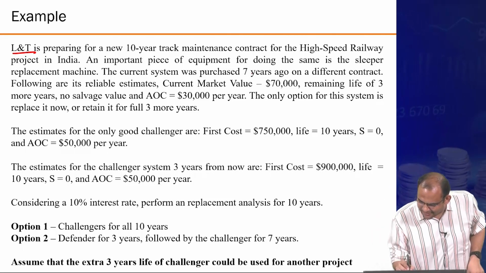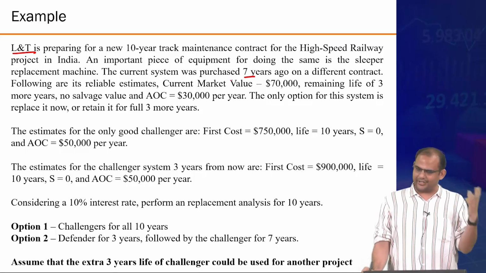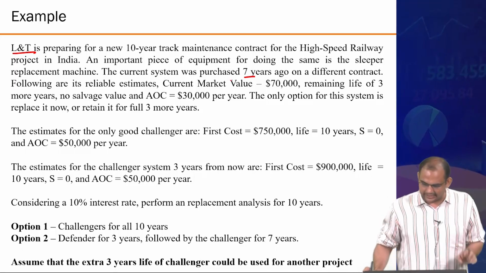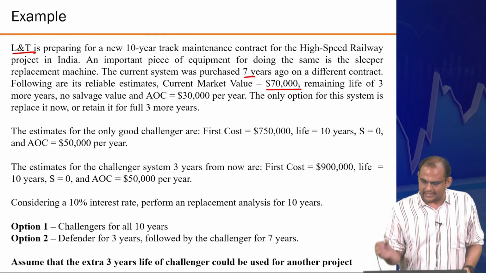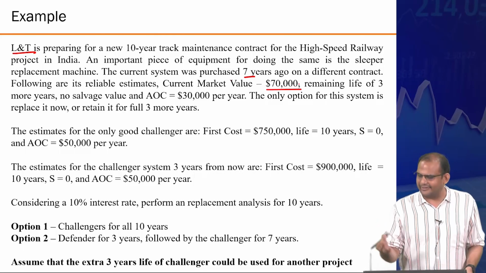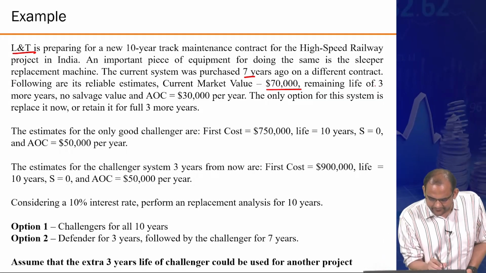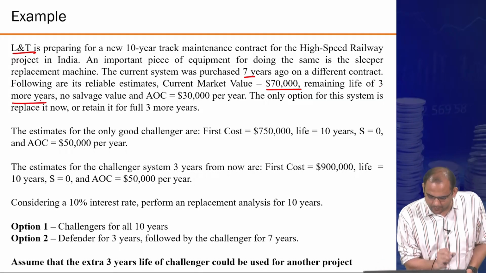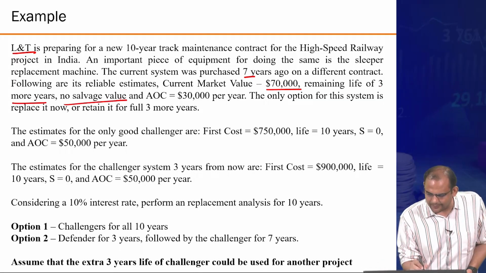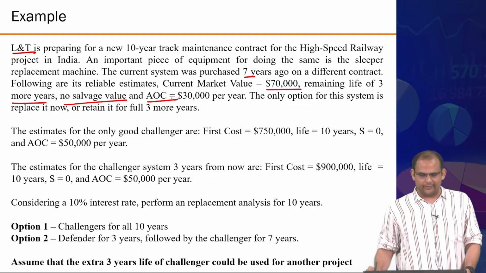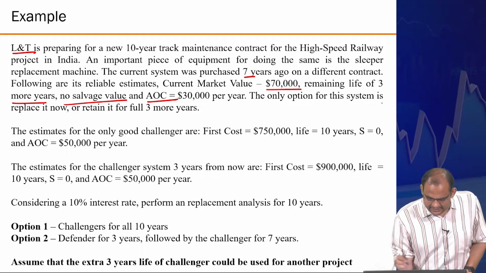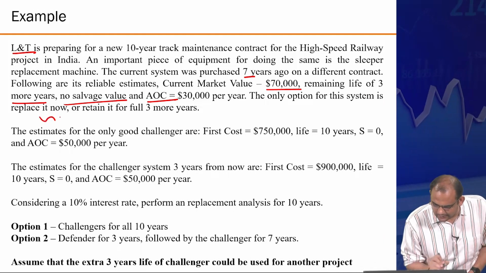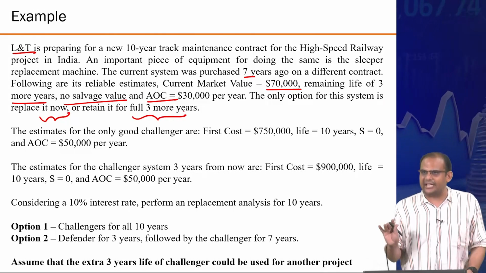The current system was purchased 7 years ago on a different contract. Following reliable estimates, the current market value of the current system, which is the defender, is $70,000. Remaining life of 3 more years, no salvage value, and annual operating cost of $30,000 per year. Okay. The only option for this system is to either replace now or retain it for 3 full more years.